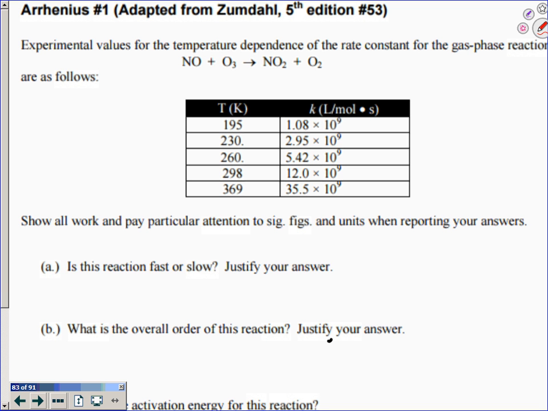So we have a reaction, experimental values for nitrogen monoxide plus ozone yields nitrogen dioxide plus oxygen. We have a set series of temperature values. We have a series of little k rate law constant values, okay? Is this reaction fast or slow? Justify your answer. Talk to your partner for 30 seconds.